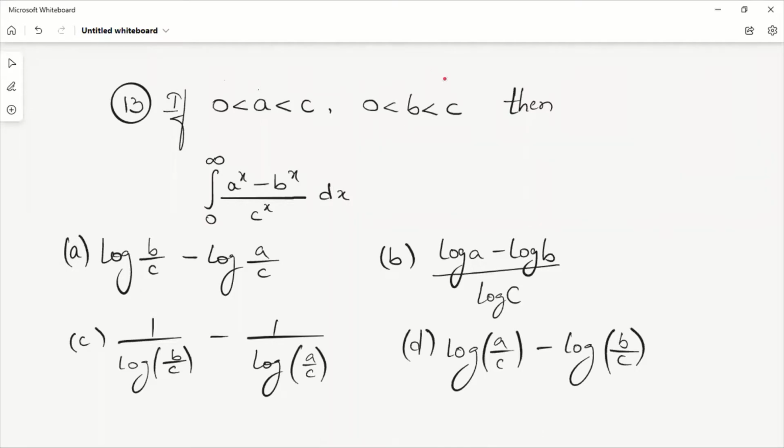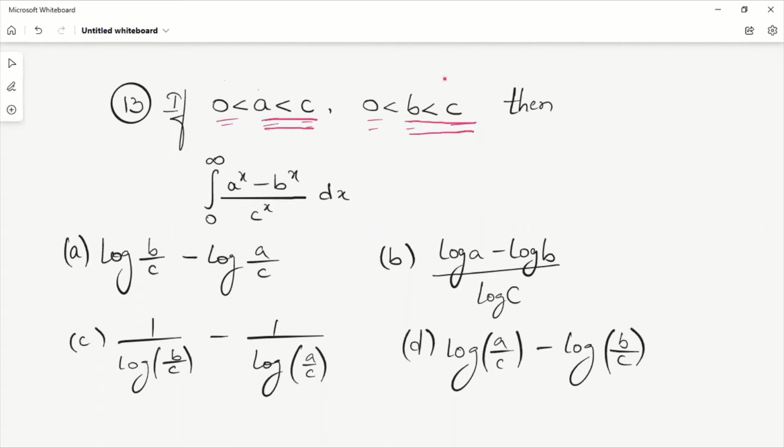Okay, the next question is the 13th question, and here a condition is given: 0 is less than a and a is less than c. Similarly, 0 is less than b and b is less than c. So actually what he's trying to say is all are positive numbers, and you have to remember only this: a is less than c and b is less than c.